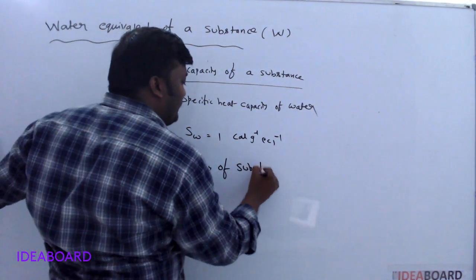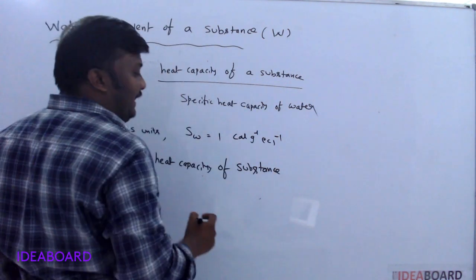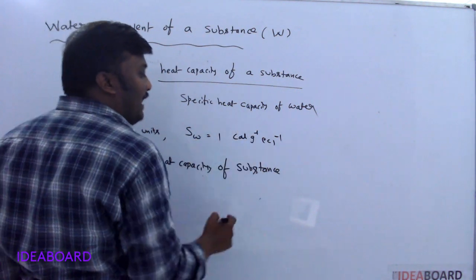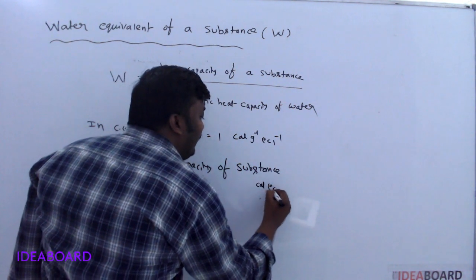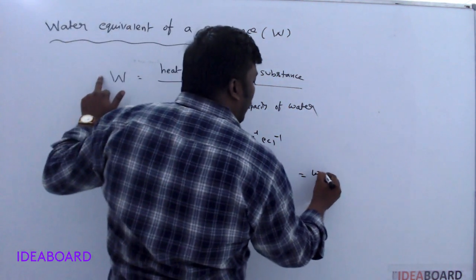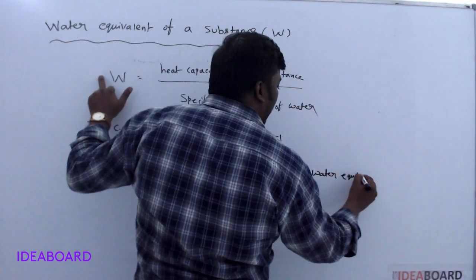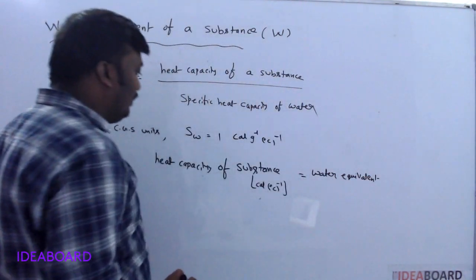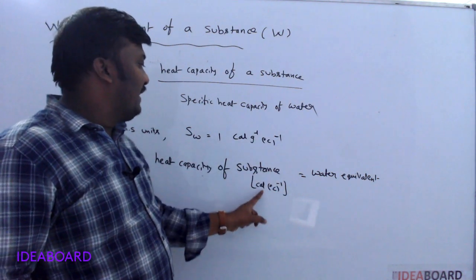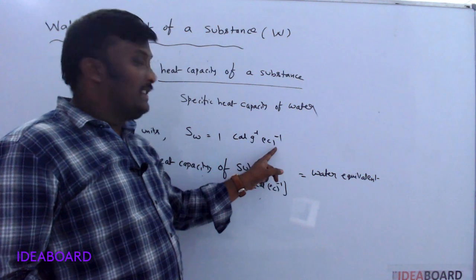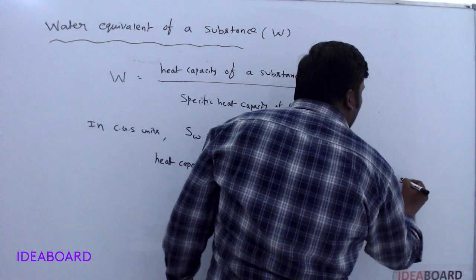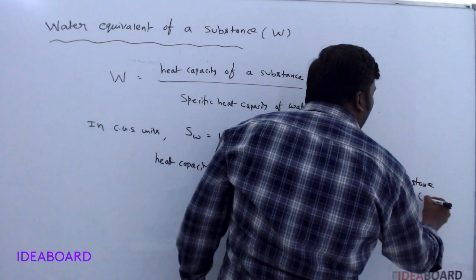of the substance. What are the units of heat capacity? Mass multiplied by specific heat. Mass means gram, grams cancel, giving calorie degree Celsius inverse, which is equal to the water equivalent. So calorie degree Celsius inverse divided by calorie gram inverse degree Celsius inverse: calorie cancels, degree Celsius cancels, and 1 by g means the water equivalent of a substance has units of grams.